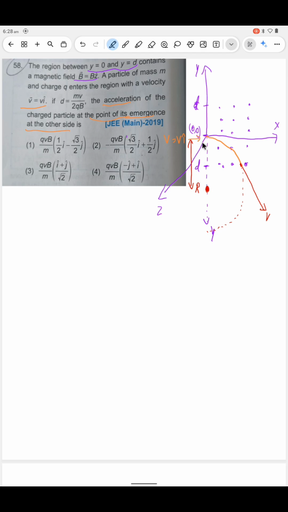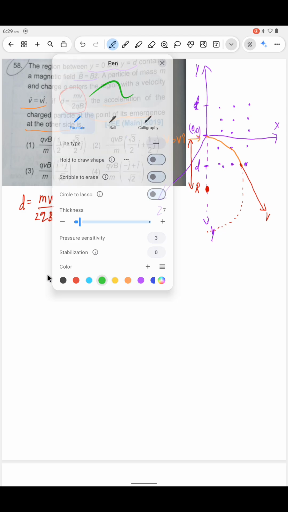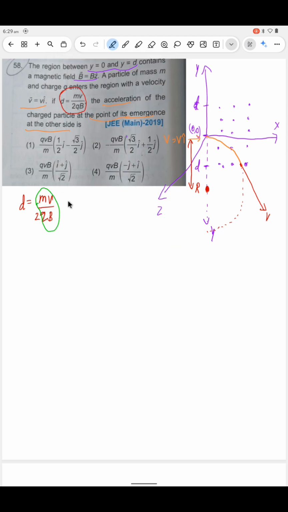Now, what will be this distance d, we need to calculate in terms of r. So d is equal to, given already, mv by qB. Sorry, mv by 2qB. In the question it is given mv by 2qB. So we already know that mv by qB is the expression for r. So d is equal to r by 2. So this distance is going to be r by 2.